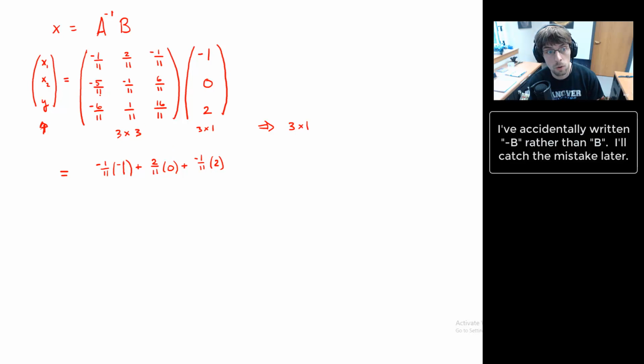Moving down a row, we still multiply down the column: we have -5 over 11 times -1 plus -1 over 11 times 0 plus 6 over 11 times 2. And last but not least, -6 over 11 times -1 plus 1 over 11 times 0 plus 16 over 11 times 2.